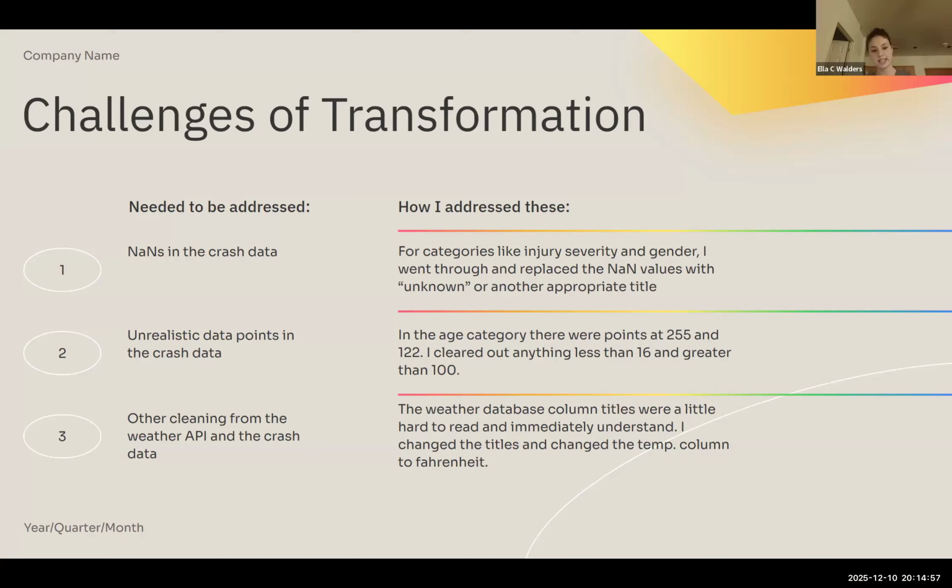And then I looked at unrealistic data points after filtering out those non-data points. Through graphing, I found points at 122 and 255 in the age category. So I immediately went through and cleared out anything less than 16, because that's when unlicensed drivers would be driving, and greater than 100, because after that, it is just not realistic to be driving on the road. So then I went into the weather API. I immediately changed the titles of the columns and also went through temperature and changed it to Fahrenheit for an easier viewing experience for American viewers, right?